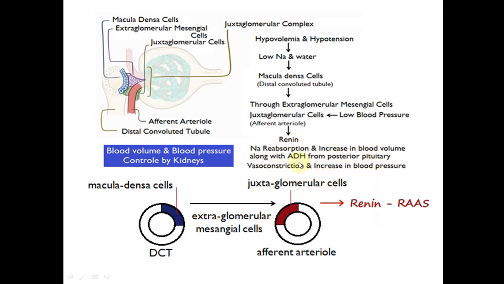And moreover, the antidiuretic hormone from the posterior pituitary, which responds to the osmolality of the blood, will also increase the reabsorption of water from the tubules, to increase the blood volume and to maintain the blood pressure. Moreover, angiotensin 2 is also a vasoconstrictor, and it will cause constriction of the blood vessels to maintain the blood pressure.